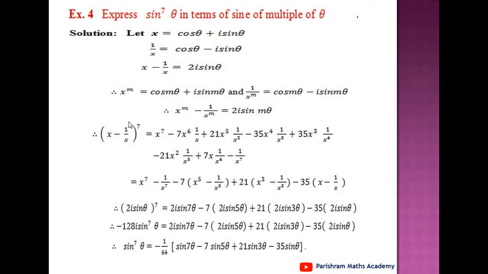In the left hand side, x minus 1 upon x is 2i sin theta, bracket to the power 7. So in the left hand side, (2i sin theta) raised to 7. 2 raised to 7 is 128. i raised to 7 is minus i, into sin raised to 7 theta. Right hand side as it is. From the right hand side, we can take 2 as common, then the 2s cancel, and then dividing by minus 128, we get minus 1 upon 64 into sine of 7 theta minus 7 sine of 5 theta plus 21 sine of 3 theta minus 35 sine theta, which is the expansion of sine raised to 7 theta in terms of sine of multiples of theta.